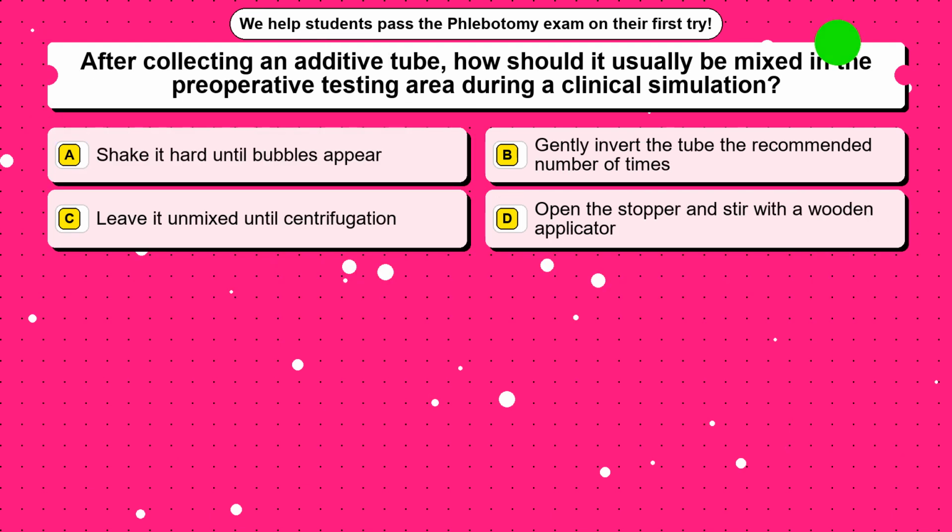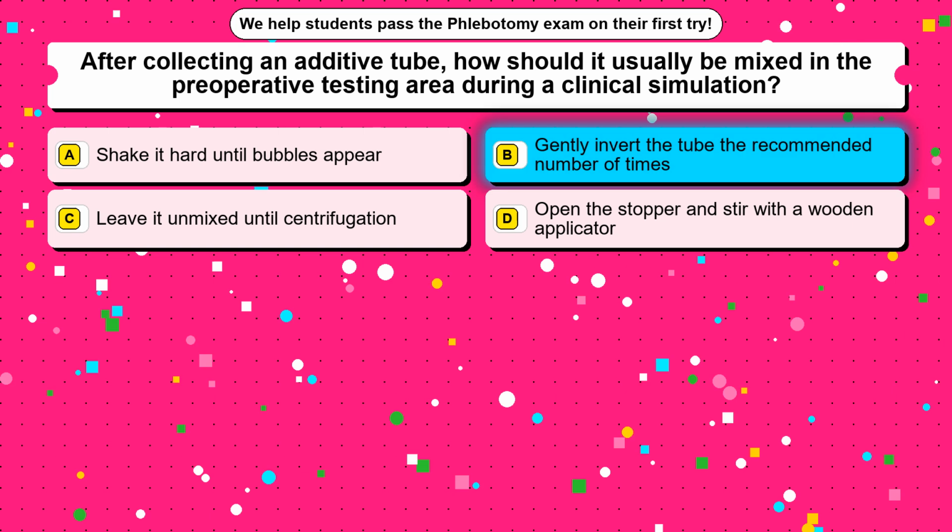Question 25. After collecting an additive tube, how should it usually be mixed in the preoperative testing area during a clinical simulation? Option A, shake it hard until bubbles appear. Option B, gently invert the tube the recommended number of times. Option C, leave it unmixed until centrifugation. Option D, open the stopper and stir with a wooden applicator. The correct answer is option B.